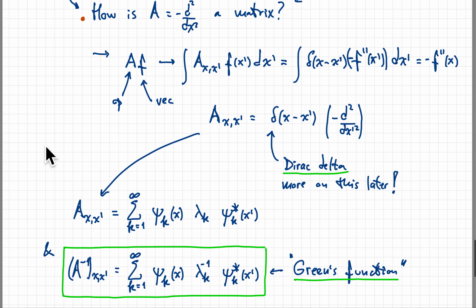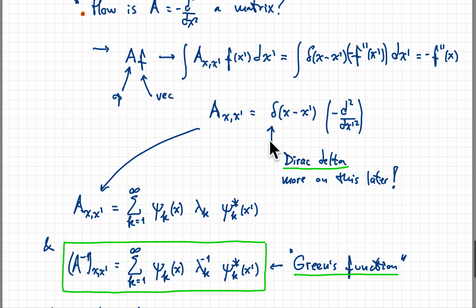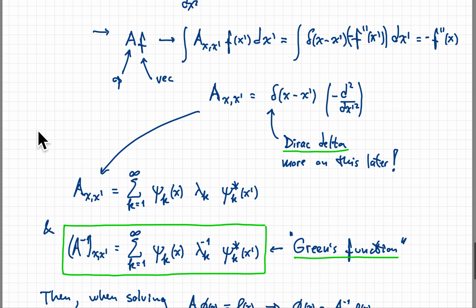And it is this object, A(x, x prime), that takes this form: the sum from k equals 1 to infinity of psi k of x, lambda k, psi star k, a function of x prime. This is exactly the object that we need, that would have the desired effect, and that has the decomposition that we want. In other words, this is really the continuum version of the matrix representation that we were talking about before.